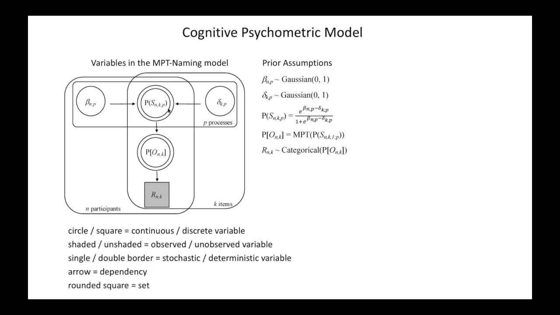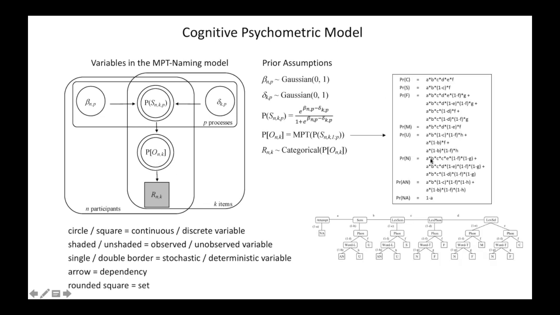Once we have those branch probabilities, then the MPT model equations here tell us the probability of each response type, right? Once we know the probability of each response type, then we know what to expect. These are the overt responses, the categorical responses. And so then we can work backwards from observing categorical responses to figure out what are the most likely abilities and difficulties that led to those responses.